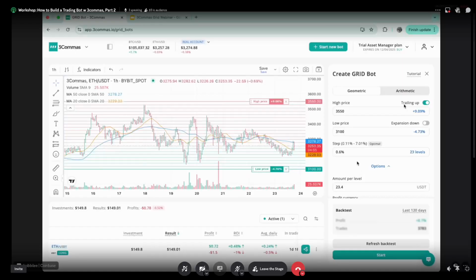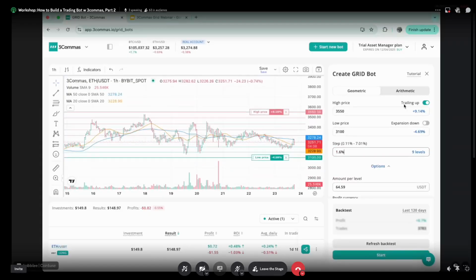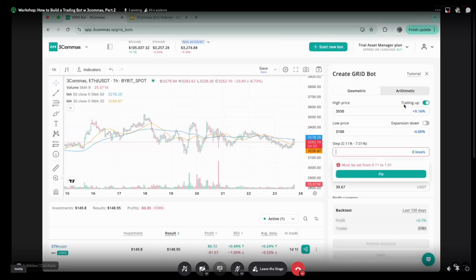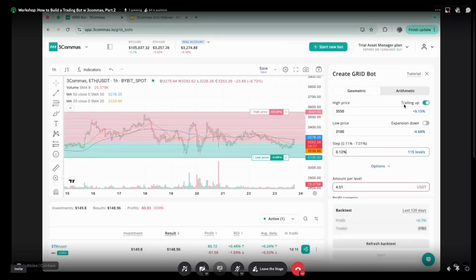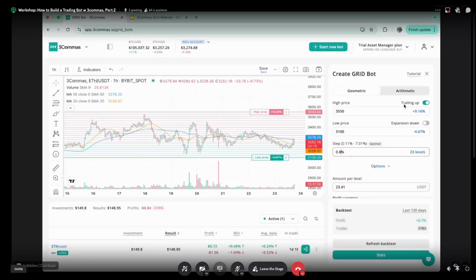Okay, so you can see this is the range. This is the step, and we also calculate the optimal step for you. Let's see what will happen if we change it. So let's say we go back here. You see, this just changes how many levels you will have and how much money will be put into each level.